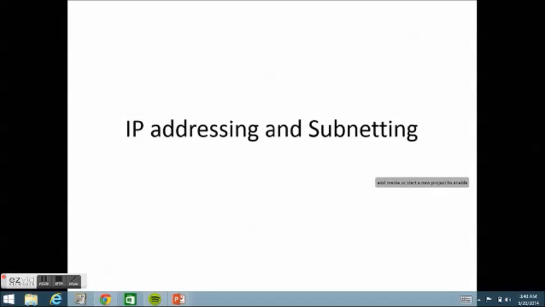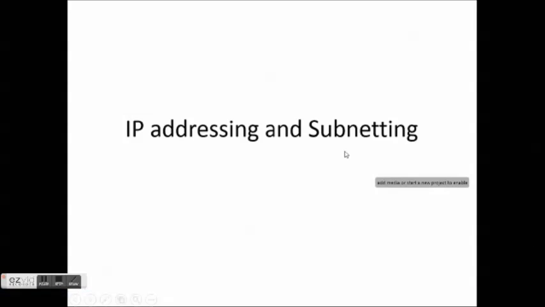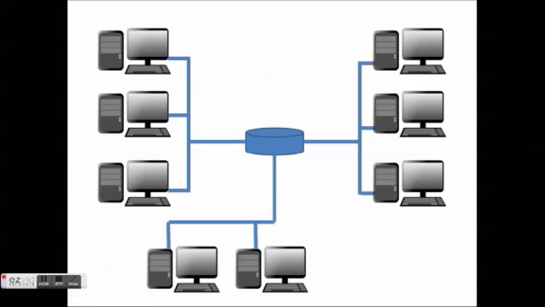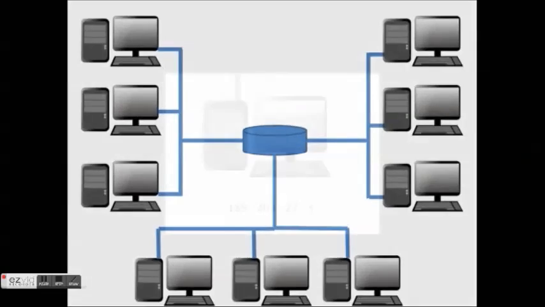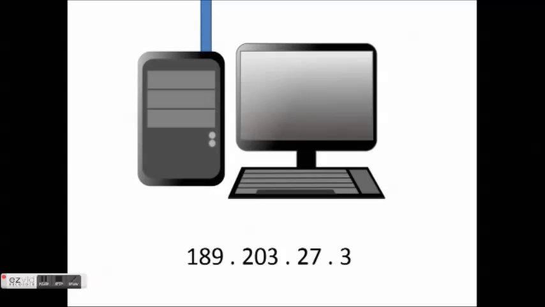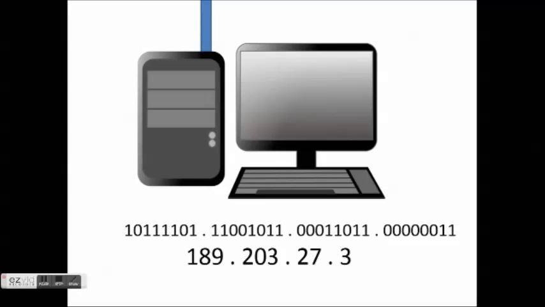Okay, let's start with IP addresses. When a new device is added to a network, it needs to be assigned an IP address, so it can be identified and communicate with other devices on the computer network. Each IP address is made up of 4 numbers called octets that can be represented as 8 binary bits or a base 10 number from 0 to 2 to the 8th minus 1, or 255.